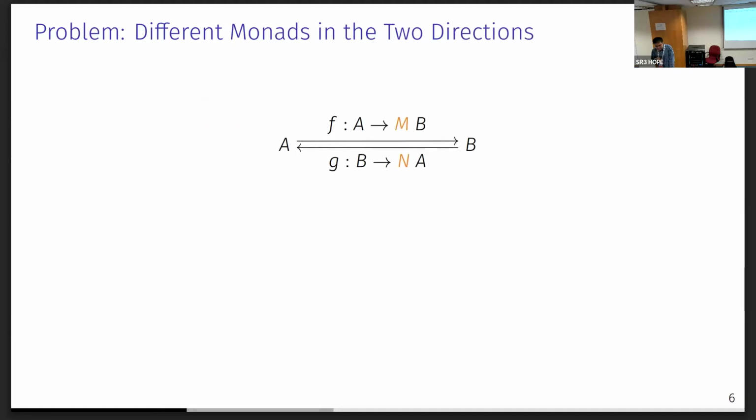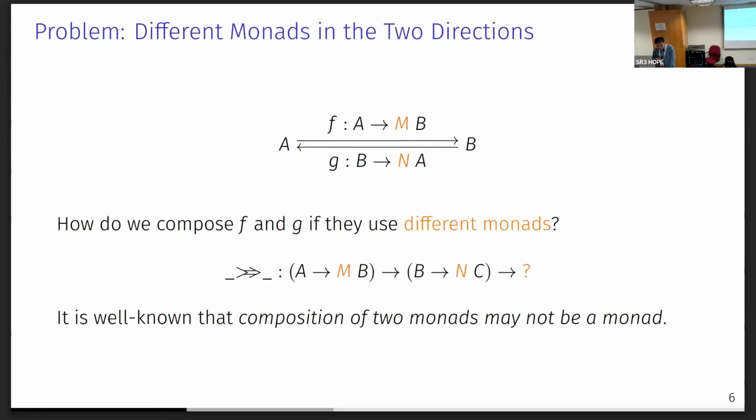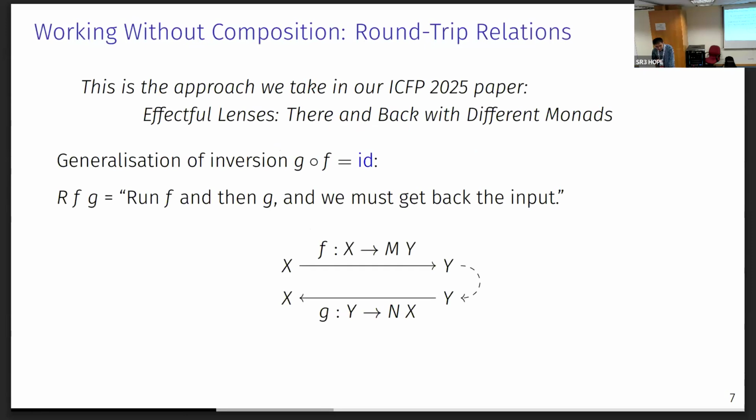But the problem here is that when we use different monads in the two directions, now all of a sudden we cannot compose F and G together because we no longer have the Kleisli composition. They are different monads. And it is well known that composition of two different monads may not still be a monad. So in our ICFP paper, we used an approach by working without the composition.